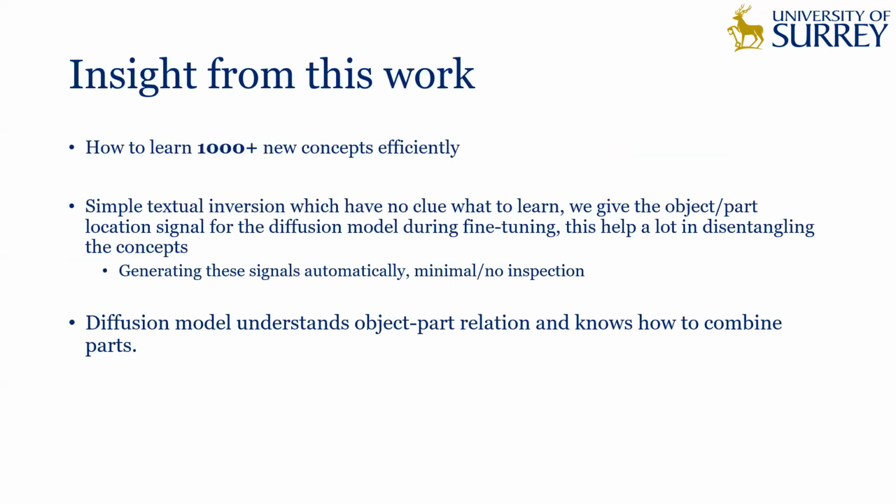In summary, we have some insights. We show how to learn thousands of new concepts efficiently. Simple textual inversion actually has no clue what to learn, so we have to give some additional signal, for example, attention map guidance. It helps a lot in disentangling the concepts. And finally, with this PartCraft method, the vision model understands object-part relation and knows how to combine parts. That's all. Thank you.